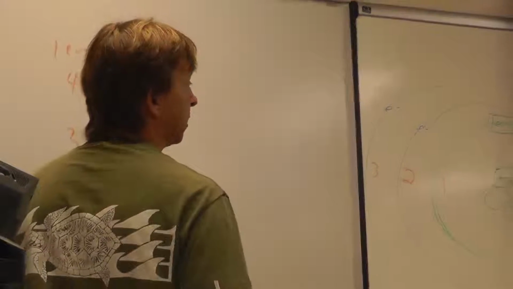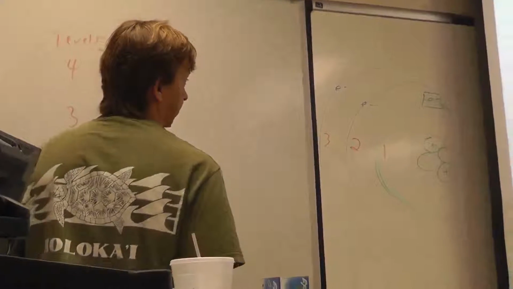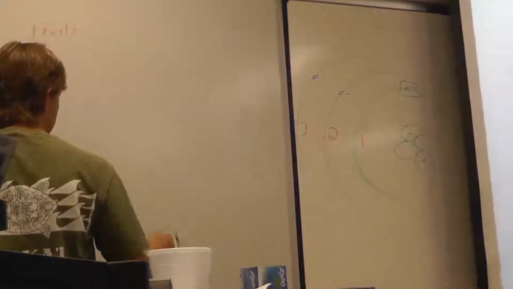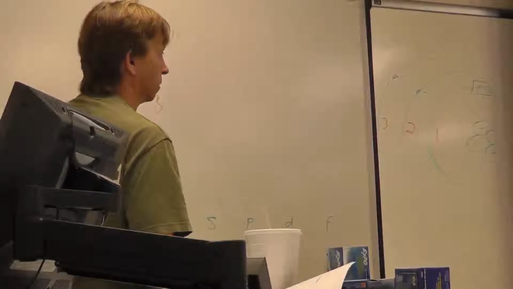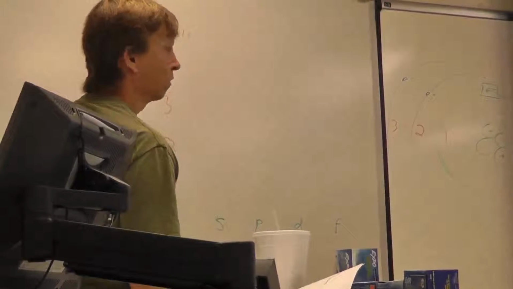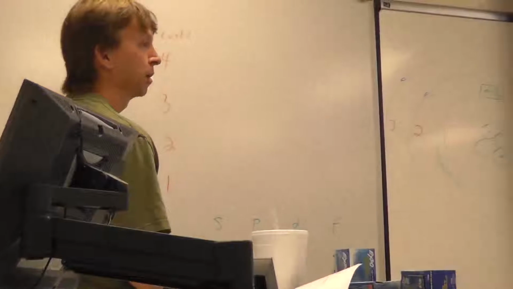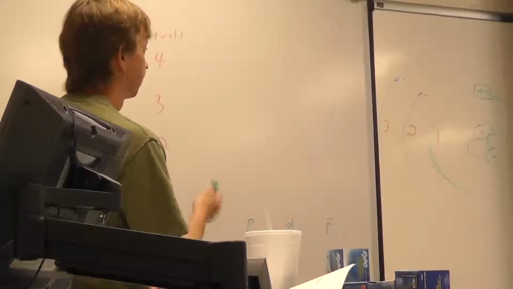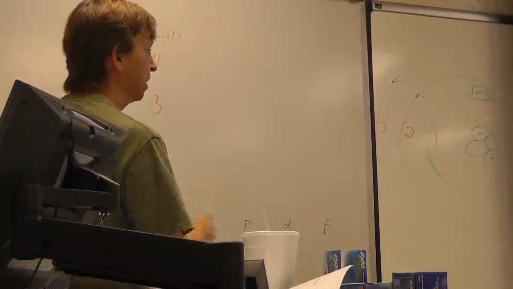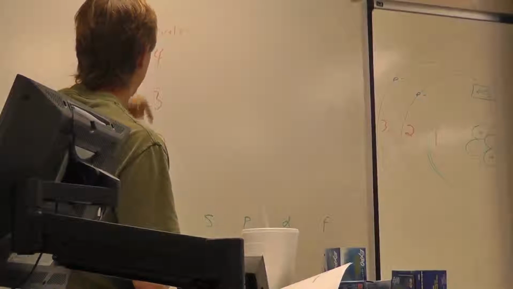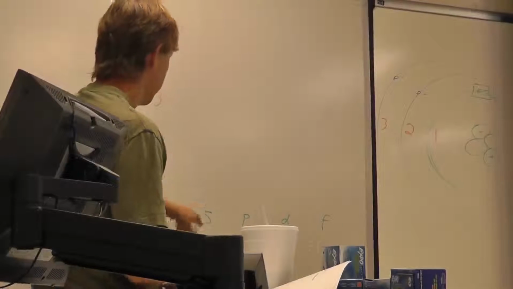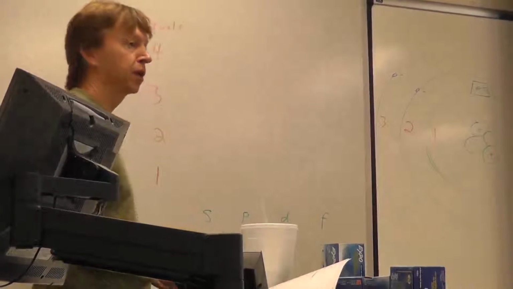Each level is split into sublevels, and these are given letter designations of S, P, D, and F. If it were up to me, there would have been A, B, C, and D. That would be a whole lot easier to remember. But it is what it is. S, P, D, F is the order for those. And just like 1, 2, 3, 4 is increasing energy, going from S to P to D to F, that's increasing energy.